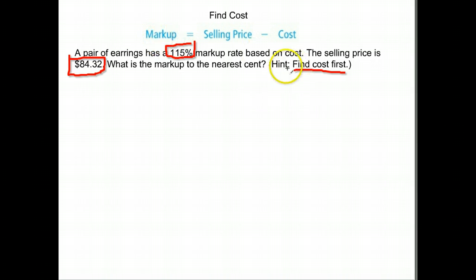Okay, so we do have to find cost first, and we have two different ways we can do that. So I'm going to split the screen and I'll do both ways. The first way is to use this formula here.